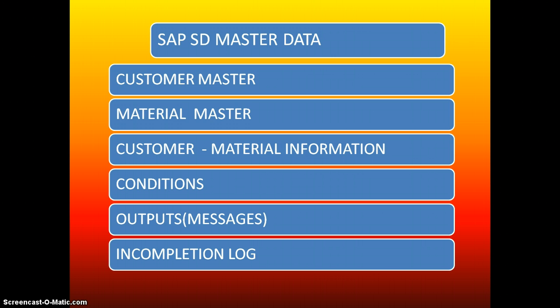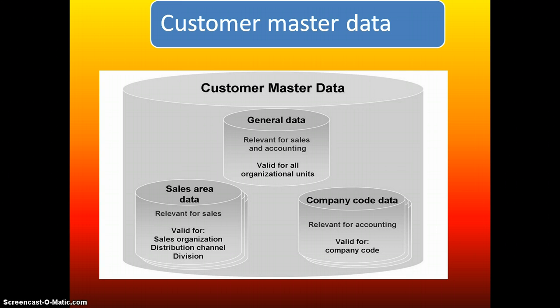Here, most of the time we'll concentrate on the sales and distribution master data, like customer master, material master, customer material information records, conditions, outputs, incompletion log, or sometimes a customer hierarchy. These are the master data from the sales and distribution point of view.